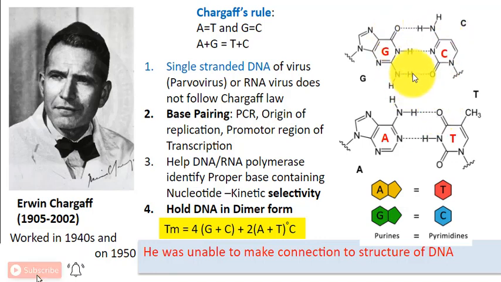Especially Watson found that, in the course of making the model of the double-stranded helical structure, he put the bases together and found that there is a possibility of 3 hydrogen bonds forming between guanine and cytosine, and a possibility of 2 hydrogen bonds forming between adenine and thymine. And that is how hydrogen bonding came into existence.